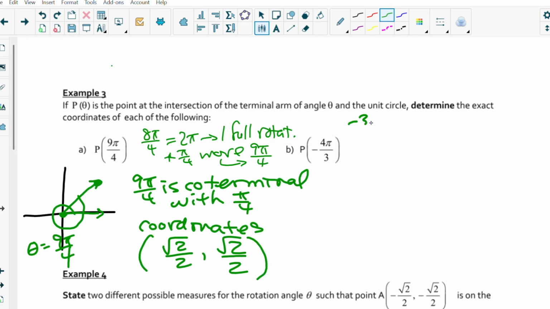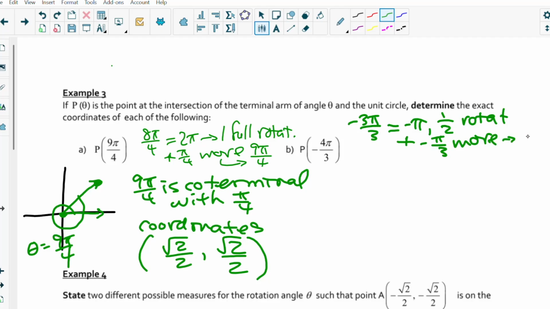B, negative 4 pi over 3. So I think of it this way. Negative 3 pi over 3 equals negative pi. This is a half rotation. Okay, half rotation plus negative pi over 3 more. Okay, which gives you negative 4 pi over 3. This is the way I think about it.